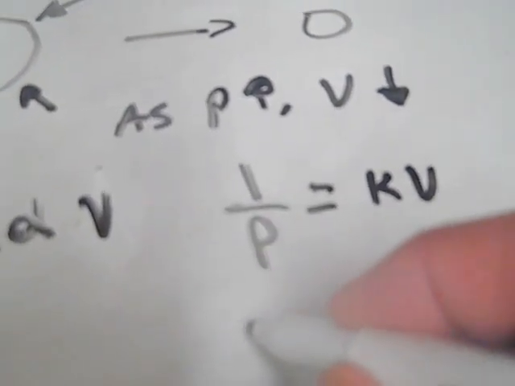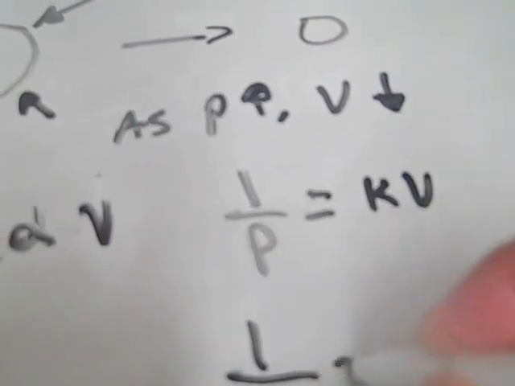We can write PV, or 1 over PV is equal to K, so that's a constant. Or we can do an inverse. We can say PV equals 1 over K. That's also a constant as well, but anyway, this is a constant value that might be more easily written like so.